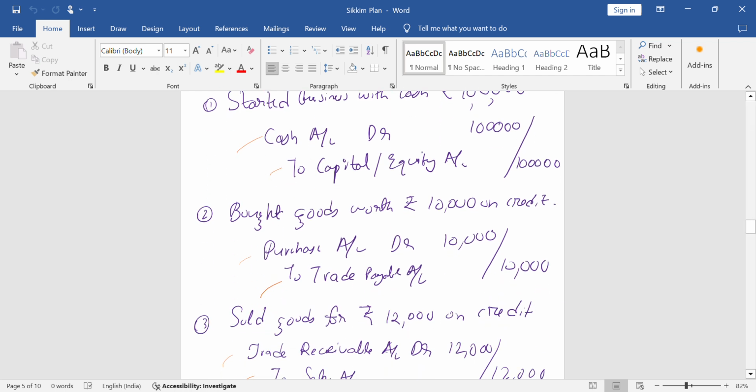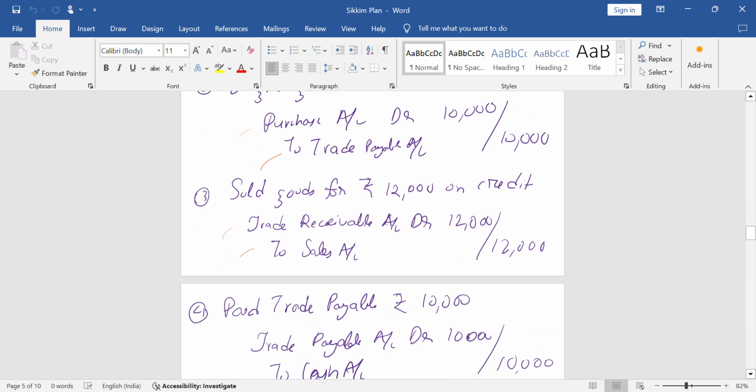Then we have bought goods worth rupees 10,000 on credit. Purchase account debit to trade payable account. Purchase account, which is an expense or asset, whatever you may consider it, if it is increasing, then it will be debited, and trade payable is a liability. Increase in liability is equal to credit.